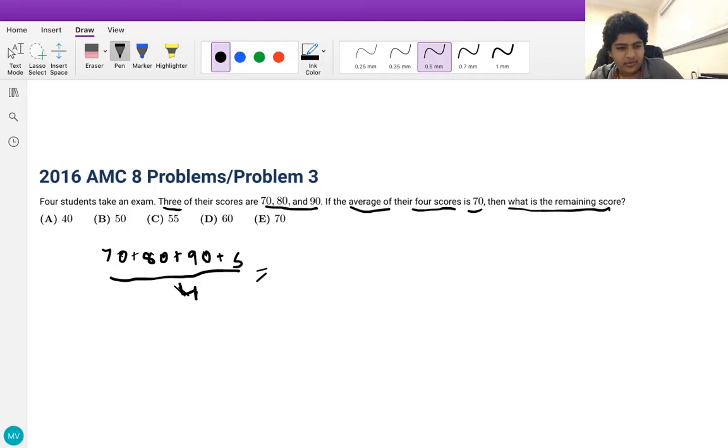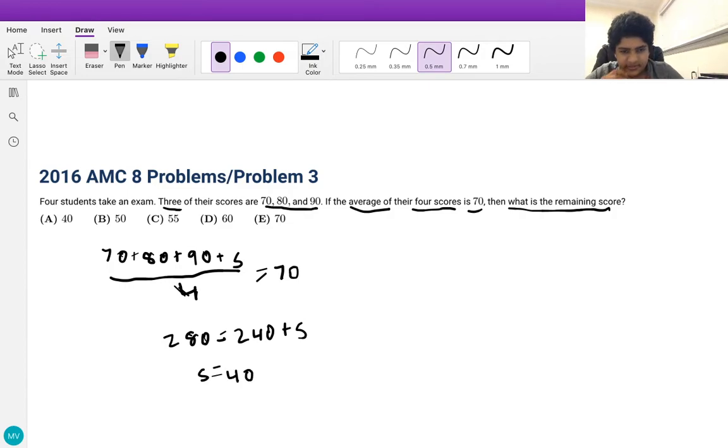Multiplying both sides by 4, we have that 280 is equal to 70 plus 80 plus 90, which is 240, plus S, or in other words, S is equal to 40. Choice A.